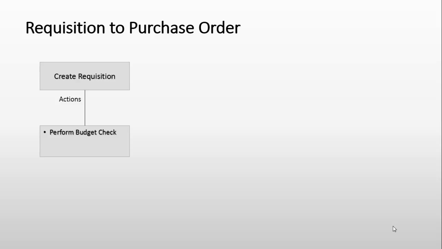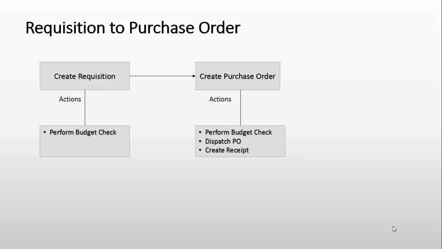Hello friends, today we are going to see how to create requisition and purchase order in PeopleSoft. So we will start with creating requisition and then perform actions on requisition like perform budget check. Then we will create purchase order using that requisition and then perform actions on purchase order, perform budget check, dispatch PO and create receipts. Let's see how to do it in the system.